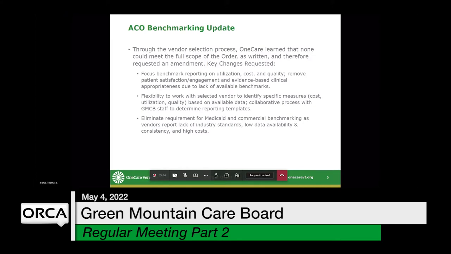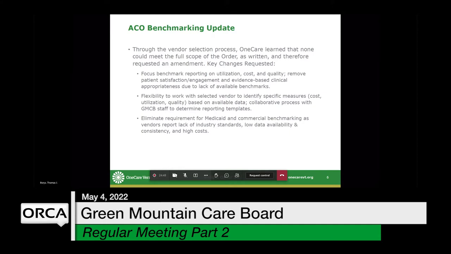While those are very reasonable areas of interest, there are not means that we've found that would be able to help compare OneCare providers to other providers working in ACOs. So that's been a challenge for us. Next bullet is flexibility to work with the vendor to identify specific measures. This points back towards that KPI work previously, making sure that the measures that we are benchmarking are relevant to our focus and the work that we're engaged in over the next couple of years. So some flexibility on that front is requested.